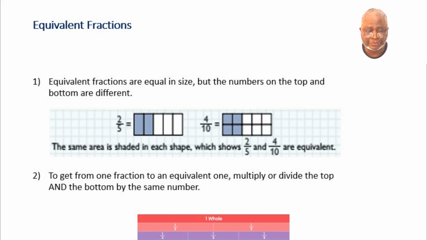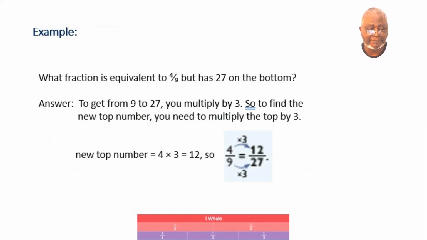To get from one fraction to an equivalent one, multiply or divide the top and the bottom by the same number. Example: what fraction is equivalent to 4/9 but has 27 on the bottom, or the denominator? Answer: to get from 9 to 27 you multiply by 3. You need to multiply 4 by 3 as well. 4 times 3 is 12, and of course 9 times 3 is 27. So your answer will be 12/27.